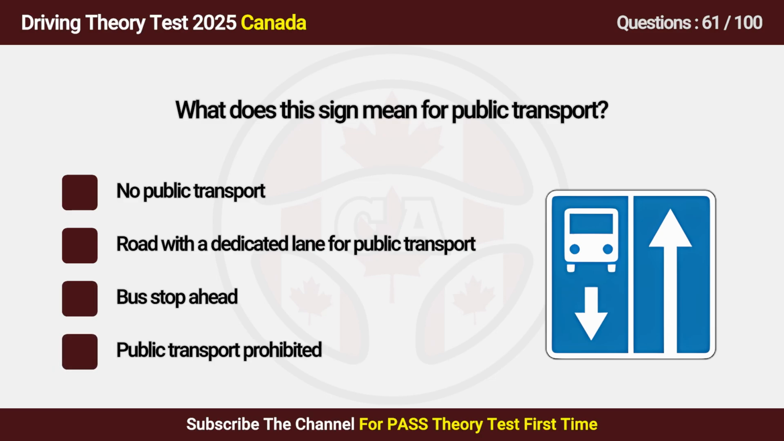A. No public transport. B. Road with a dedicated lane for public transport. C. Bus stop ahead. D. Public transport prohibited.